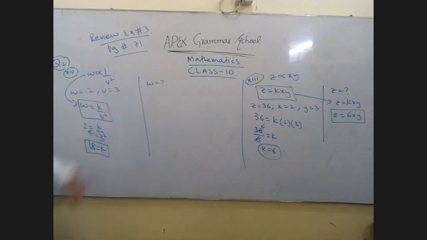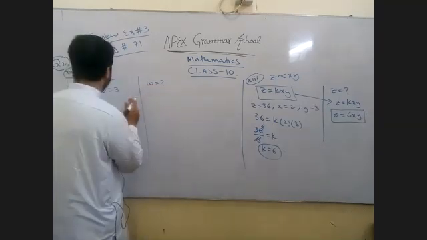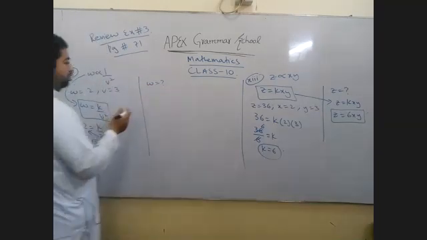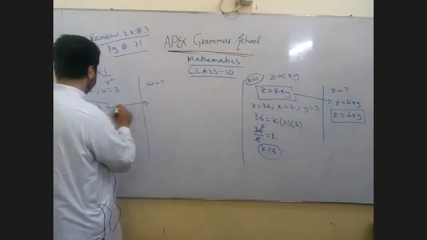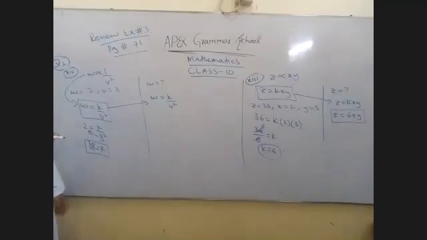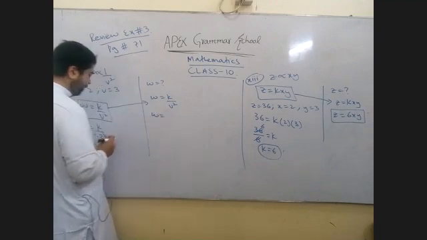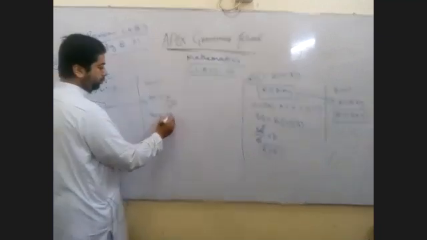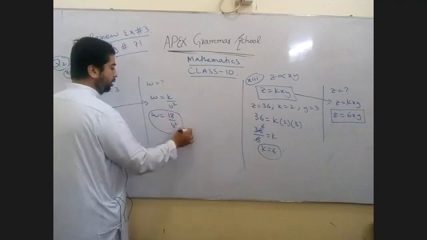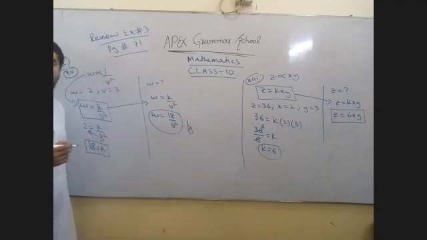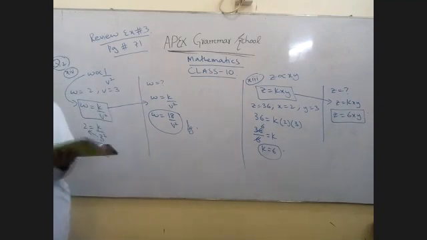Now, he wants us to find the value of w. We don't have the value of v here. So we will make the relation in terms of k. Put the value of k, and that's it. This will be the value of w in terms of k. Now, this was completely your chapter number 3.